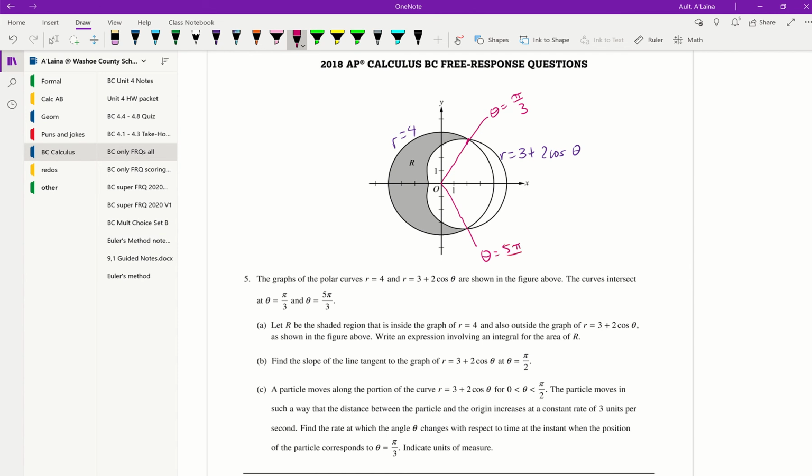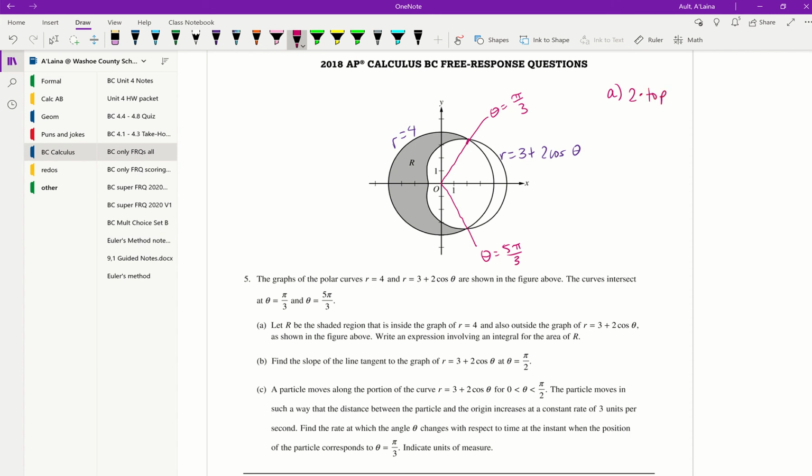And that was nice that they told you that, because you guys know that is not always fun to solve for those. R is the shaded region that is inside the graph of the circle r equals 4 and outside of the limaçon with dimple r equals 3 plus 2 cosine theta as shown above. We want to write an integral expression for the area of R. By the way, there's multiple different ways that you could do this. The way I chose to do it is I chose to do 2 times the top area.